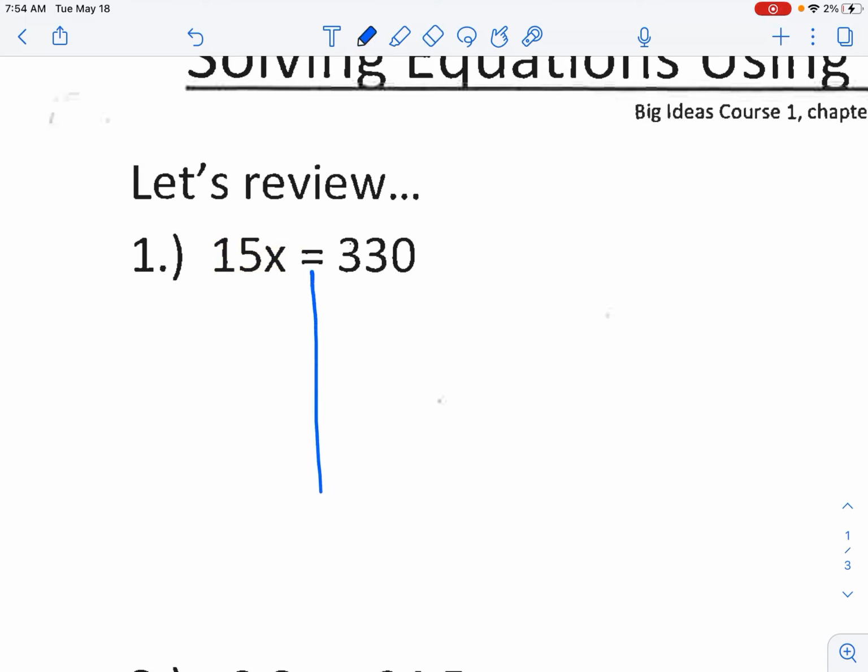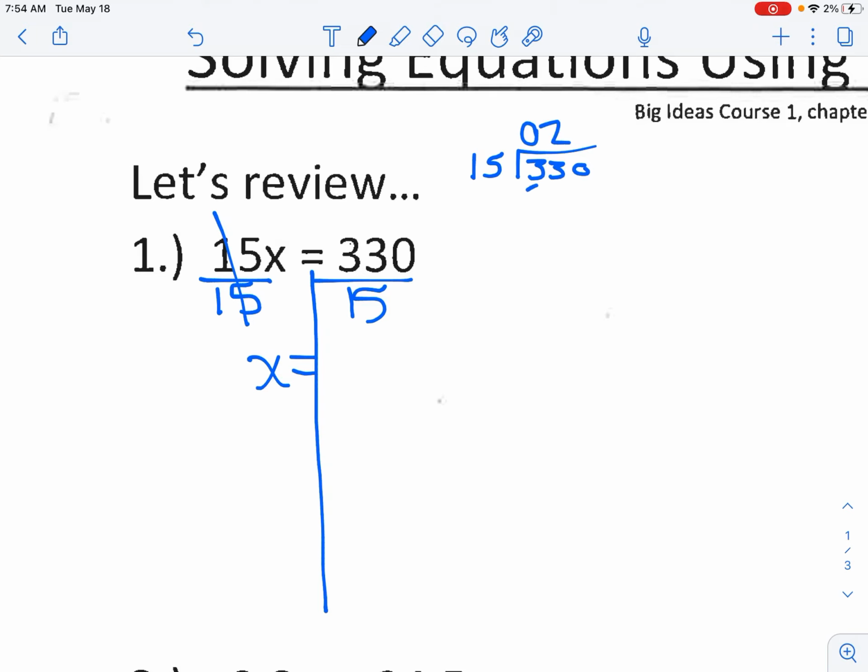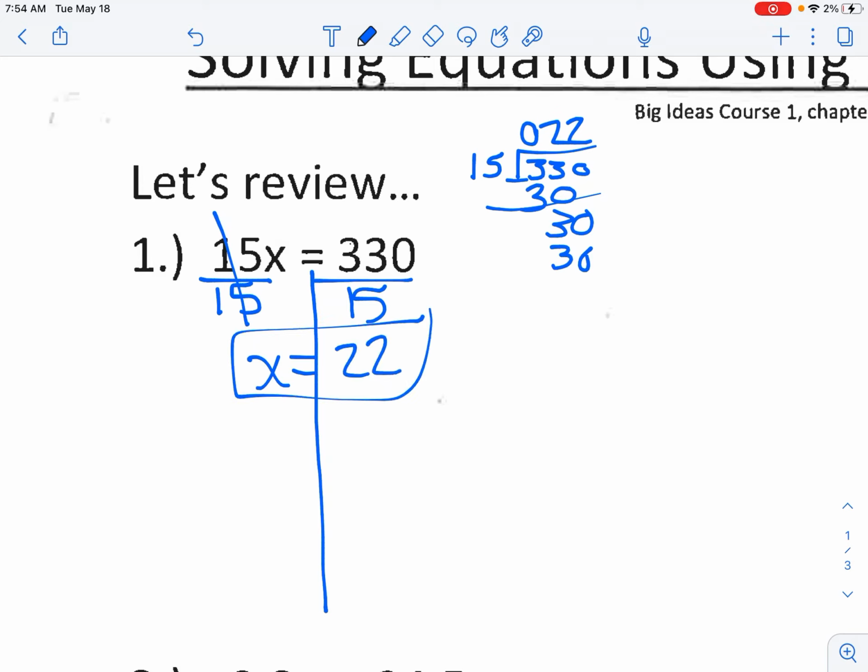So first we're going to draw the mirror. And then we're going to draw a fraction bar that shows division. If we divide the left by 15, we have to divide the right by 15. Next, you're going to show me your cancellation. 15 divided by 15 is 1. And then we're going to do 330 divided by 15. Remember, you have to show all of your work out to the side. Okay, so 330 divided by 15 is 22. So x equals 22. Put a box around your answer.